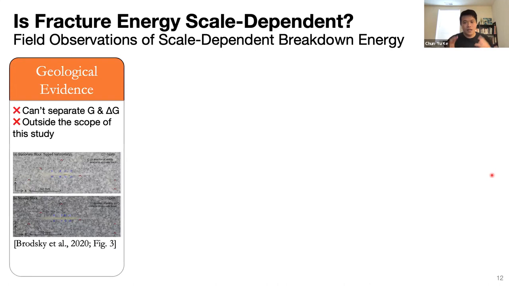So first, geological evidence. Even though we do see gouge production after many experiments, we cannot attribute them to individual lab earthquakes. Besides, there's no way to separate G and delta G in geological evidence. So this is outside the scope of the study.